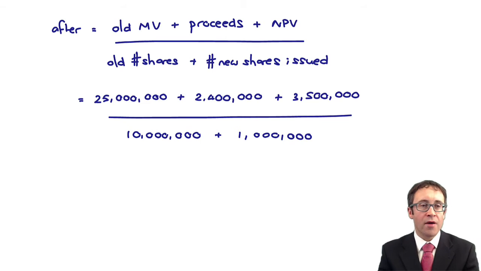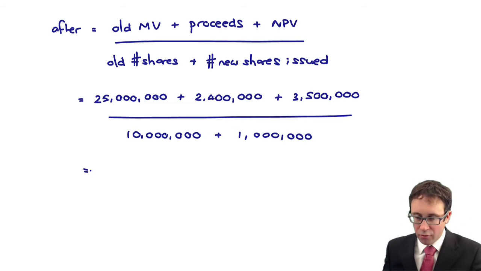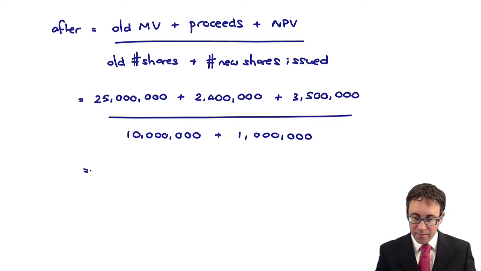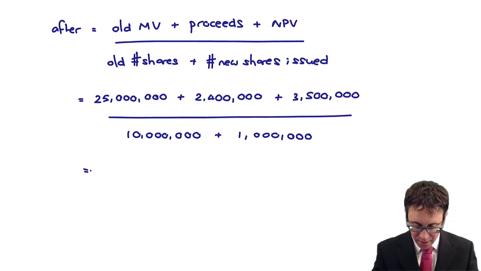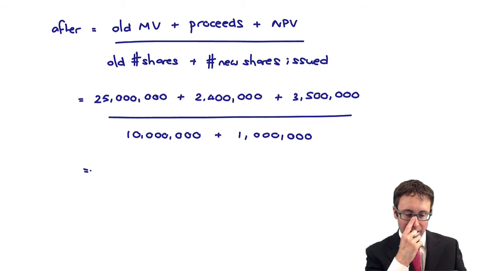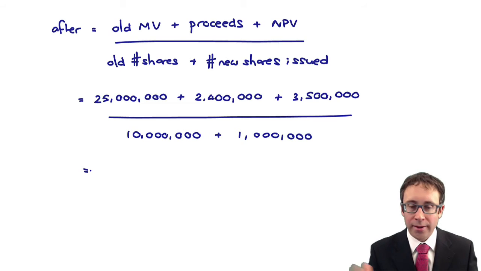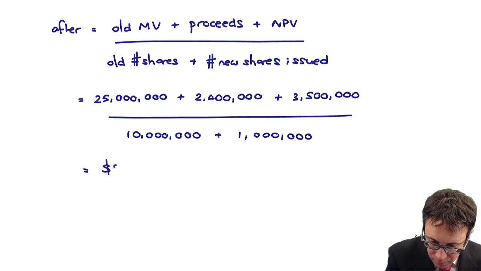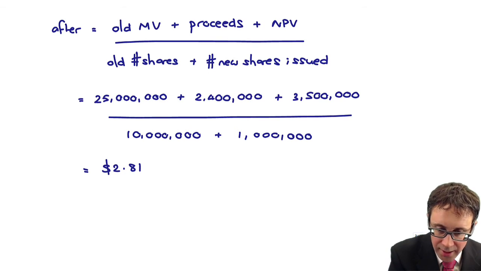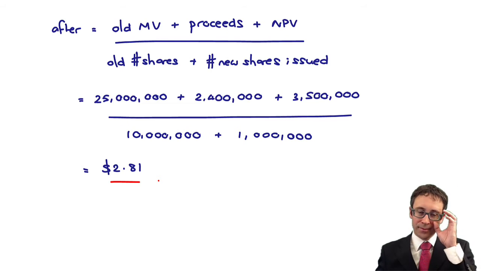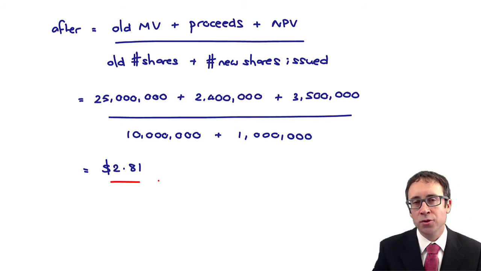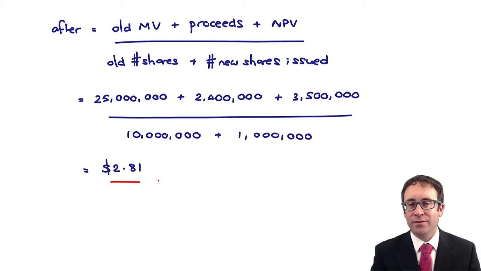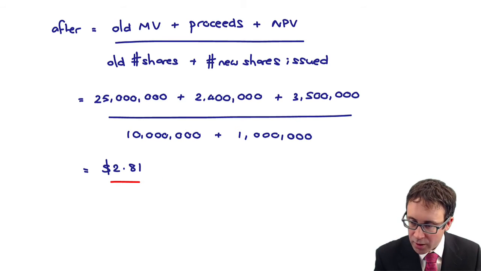Okay. If you tap that onto your calculator, what have we got? 25 million plus 2.4 plus 3.5 divided by 11. 2.8090909090909. Okay. So shall we just make that $2.81? Okay. There we go. $2.81. Make sure you remember how to work out the price after. It's the old market value plus proceeds plus NPV. So what have we got?